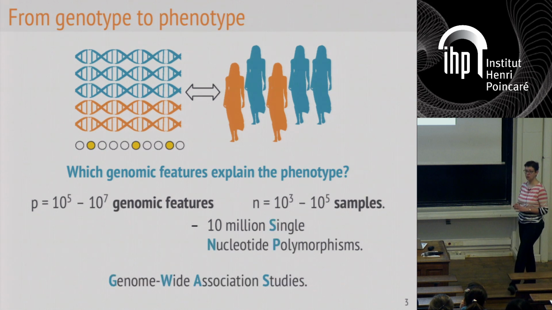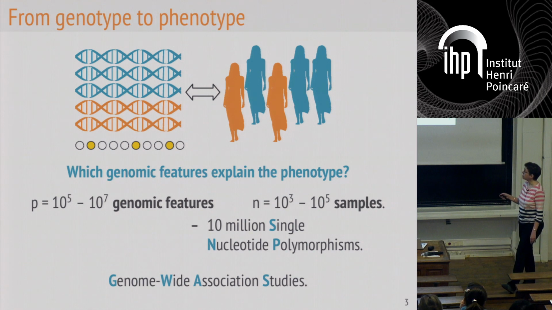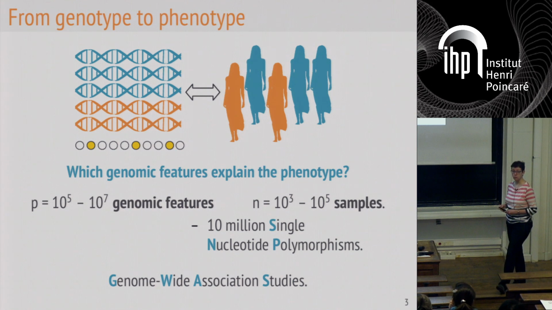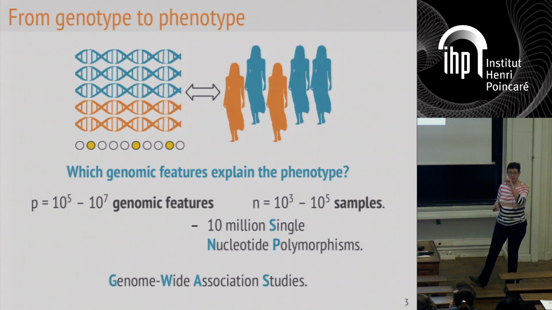Okay, so what I want to focus on for this talk is something called genome-wide association studies, or GWAS, which is what I just described, where the genomic features are what we call SNPs, for single nucleotide polymorphisms. Polymorphism means a mutation, and single nucleotide means it's a single letter of the DNA sequence, you know, A, T, C, G.